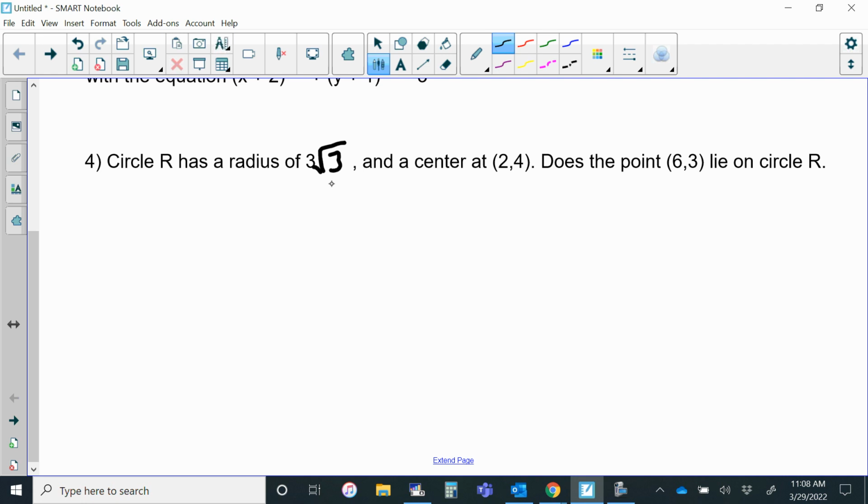All right, so what do I need first? I need an equation. Then once I get the equation, I have to see does 6,3 make the equation true or false? Then I'll be able to tell whether it's on the graph or not. Do you follow me, yes or no? Well, let's make an equation first.